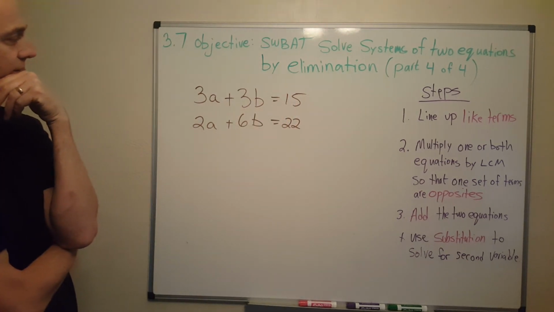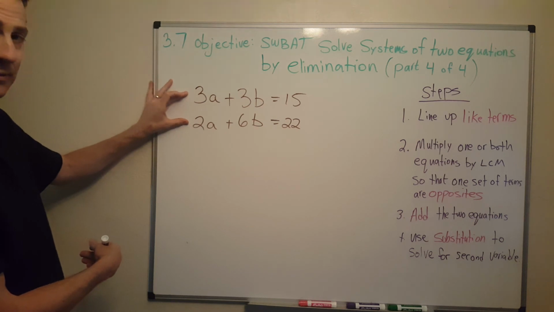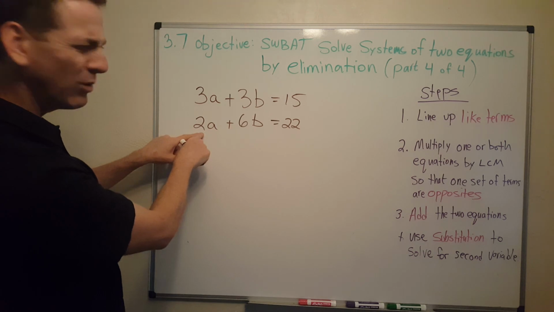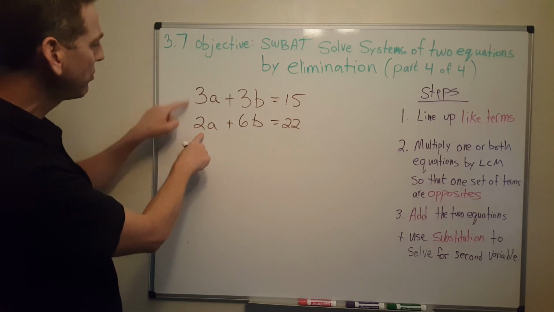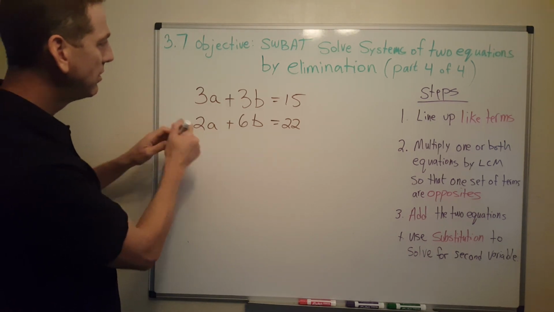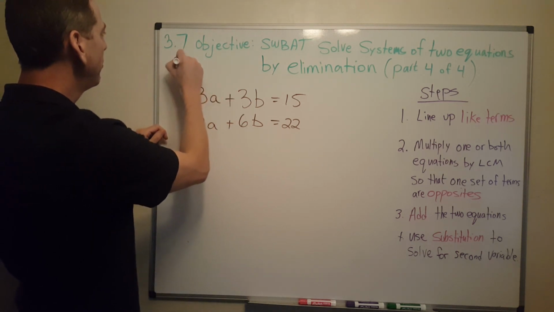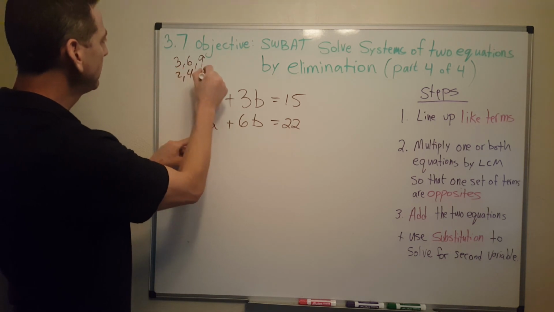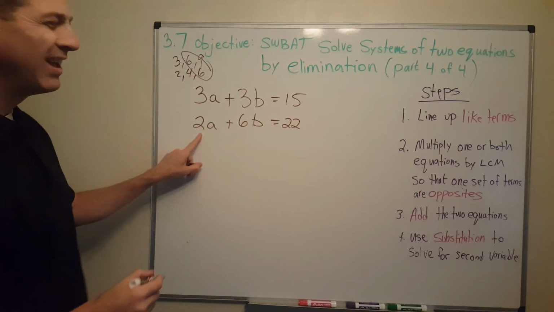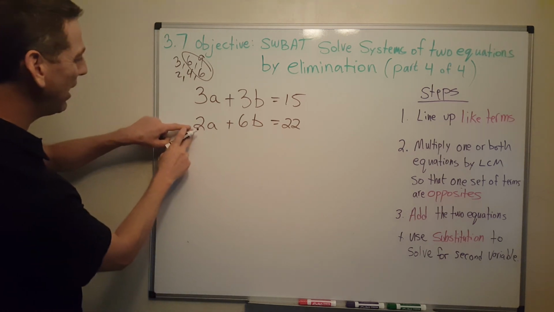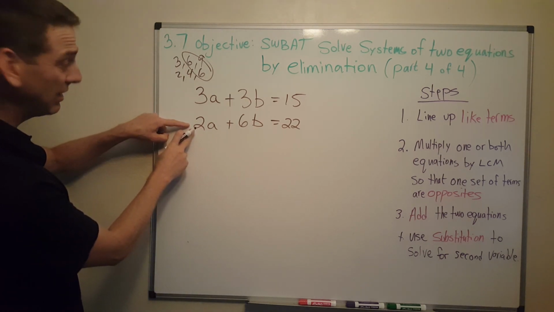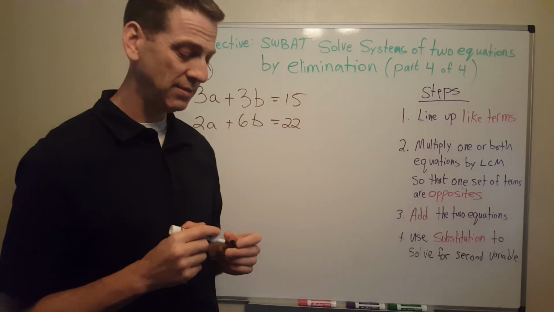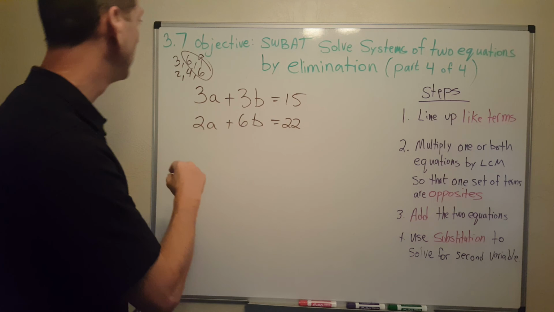I look here and I say, okay, well, if I was going to make the A's opposites, what's the least common multiple between 2 and 3? Multiples of 3 are 3, 6, 9. Multiples of 2 are 2, 4, 6. Right? So 6 is the least common multiple. That would mean I would have to multiply this one by 3 to get 6, and this one by 2 to get 6. I'd have to multiply both equations. There's an easier way on this one.